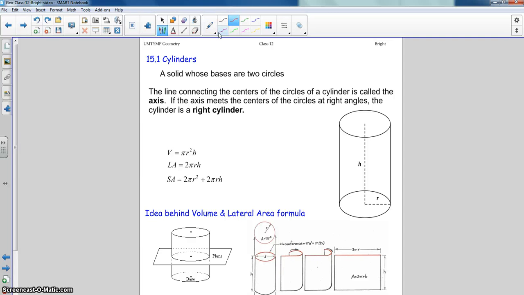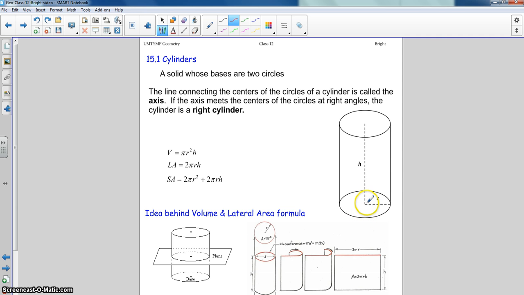In Chapter 15, we continue our study of three-dimensional solids. The first one that we're going to discuss is a cylinder. In Chapter 14, we really discussed when we had the bases being polygons, and now in Chapter 15, we may not necessarily have that condition. In particular, in these first two sections, we're going to look at solids that we make when we have circles as bases. A cylinder is just a three-dimensional object where the bases are both circles.